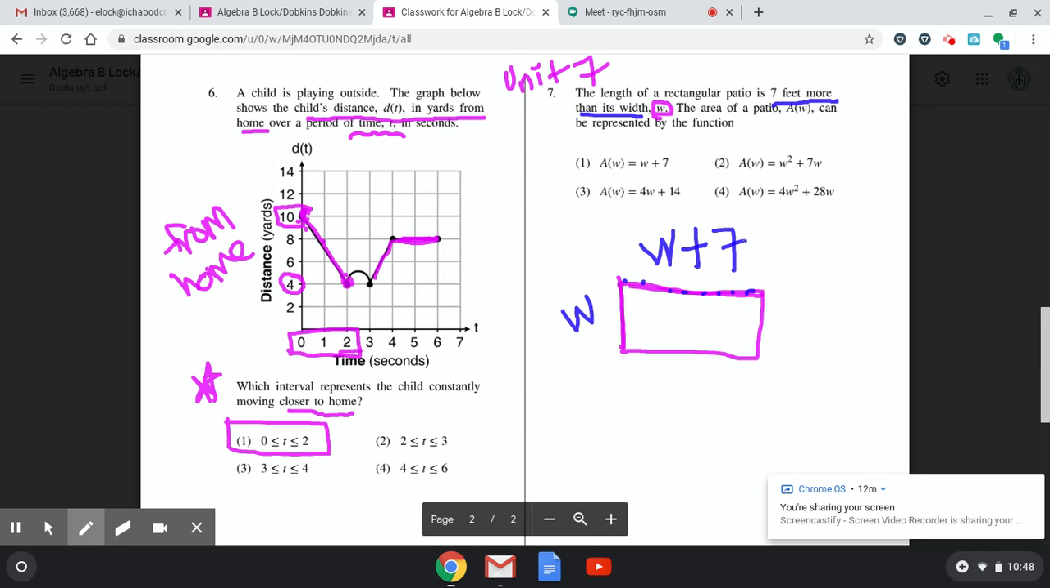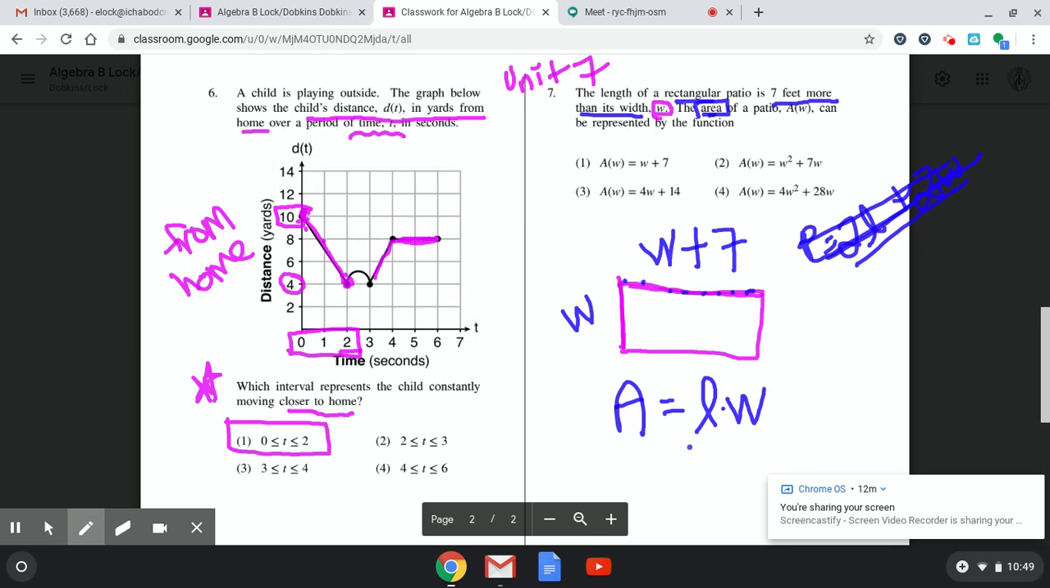W plus 7. Okay, so continuing the question, the area of the patio, so area of a rectangle is what they're asking for, can be represented by which function? So area formula for a rectangular patio, does anybody remember the formula? A equals length times width. We also had the other one, perimeter equals twice the length plus twice the width, but we're not using that one right now. So if that's what was coming to your head by any chance, that's perimeter. That's the distance around. Here we want to just find the area.